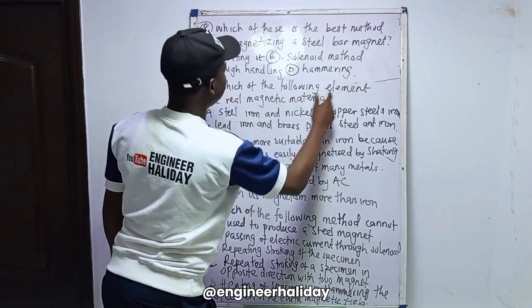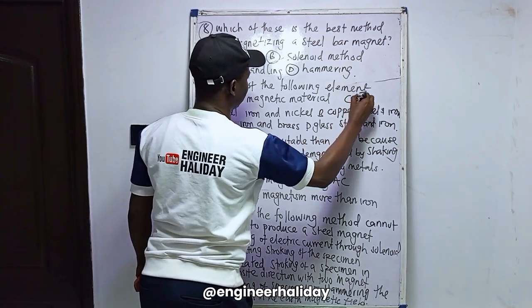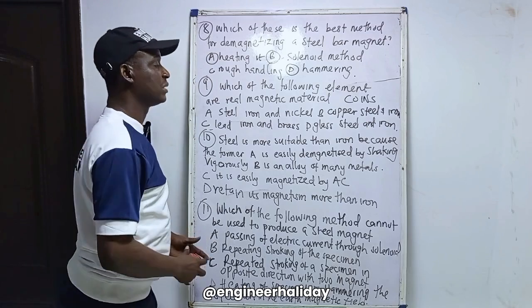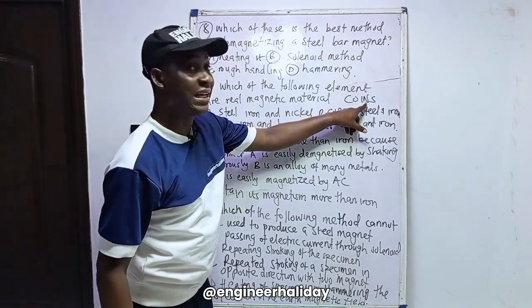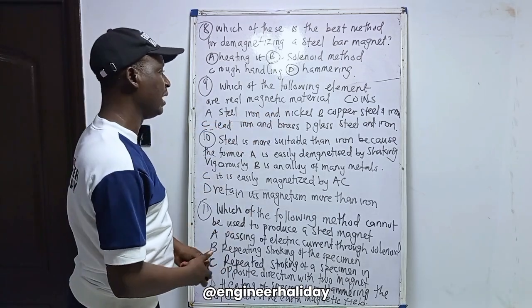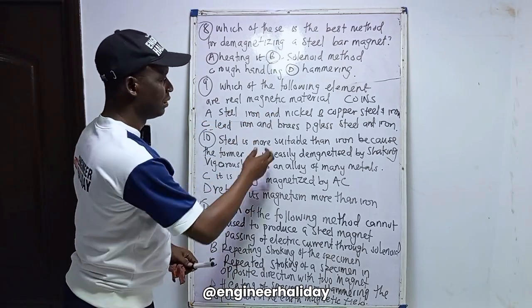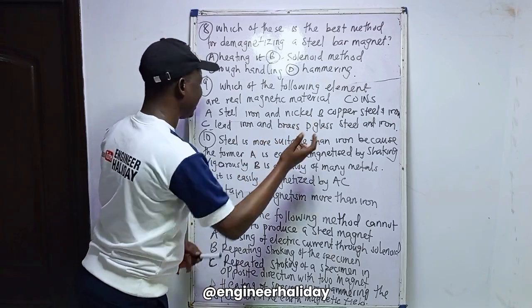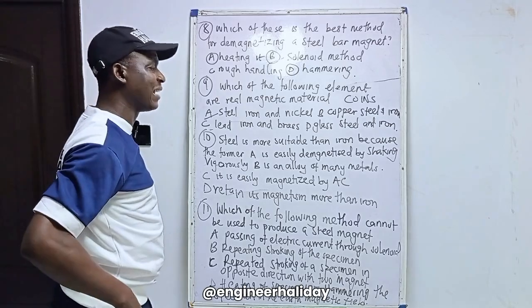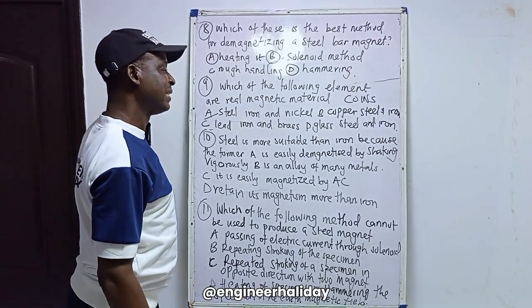So which of the following elements are real magnetic materials? I gave you a shortcut, which is COINS. Coins is a shortcut to remember. What does it mean? Cobalt, iron, nickel, and steel. So steel, iron, and nickel, yes, that one is correct. Copper, steel, no. Lead, no. Brass, that one doesn't. Glass, no. Option A will be better. Steel is more suitable than iron. I told you steel is for permanent magnets, iron is for temporary magnets.